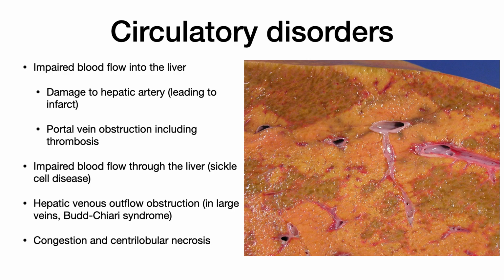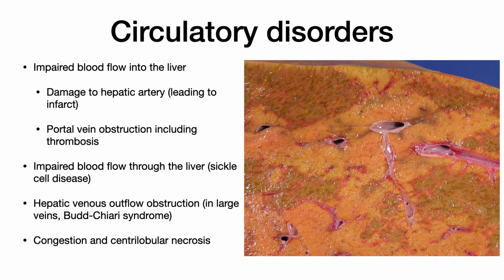Okay, circulatory disorders. Circulatory disorders can basically come from impaired blood flow into the liver. So if the hepatic artery is damaged, or if you have portal vein obstruction, both of them being the source of blood to the liver. Also impaired blood flow through the liver: sickle cell disease, where sickled cells can block the sinusoids and make blood flow very difficult. Or hepatic venous outflow obstruction, like you see in Budd-Chiari syndrome.